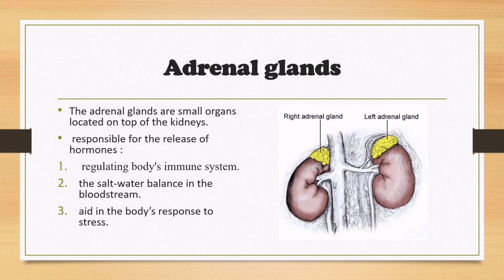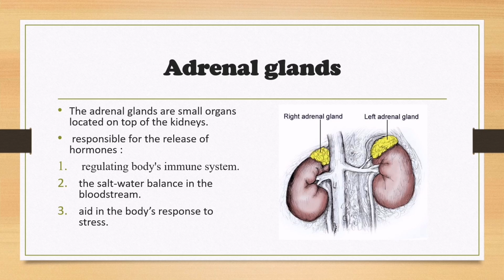Pheochromocytoma is a tumor that arises from a special gland in our body. We call it the adrenal glands. So first, let us talk about these adrenal glands. These are small glands located on top of the kidneys.